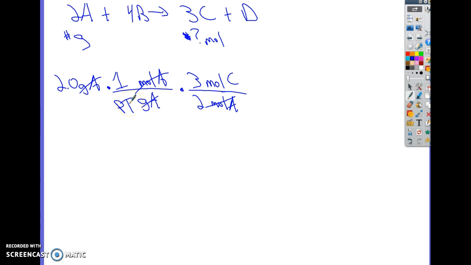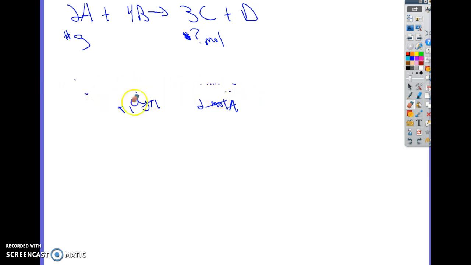Now you can get more complicated problems depending on what level of chemistry you're taking or what your teacher's trying to get you to focus on. Let's just say, for example, your teacher wants to bring in something that's going to need Avogadro's number. So let's say instead of grams, you're given a certain number of particles.